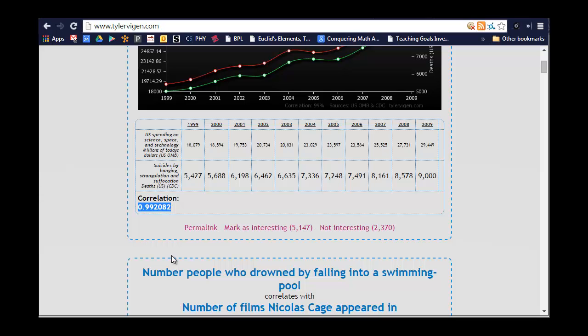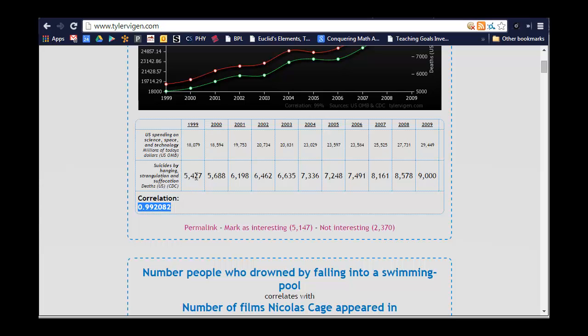But does that mean that somehow the U.S. spending more on science is increasing the number of suicides? Well, probably not, and we wouldn't really expect that to be the case. There's likely some other factors going on here. So this could just be a function of time. Also, our population has been increasing quite a bit, which could explain the increase in suicides just as a number.